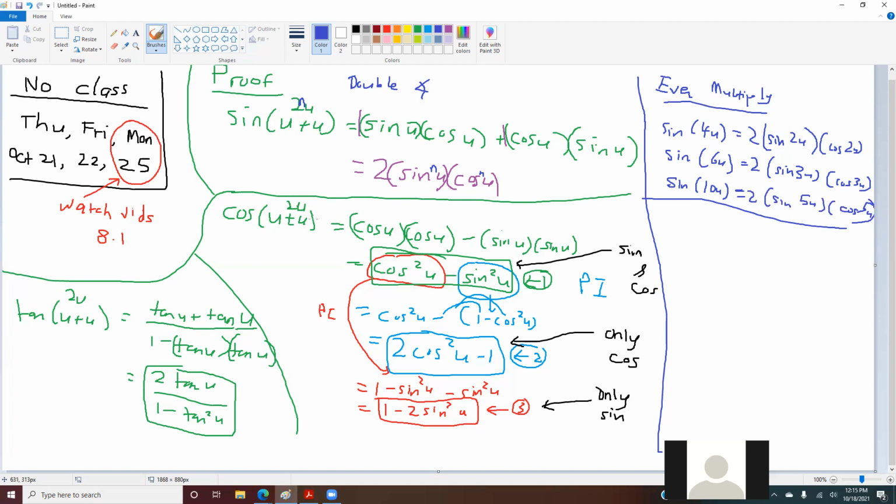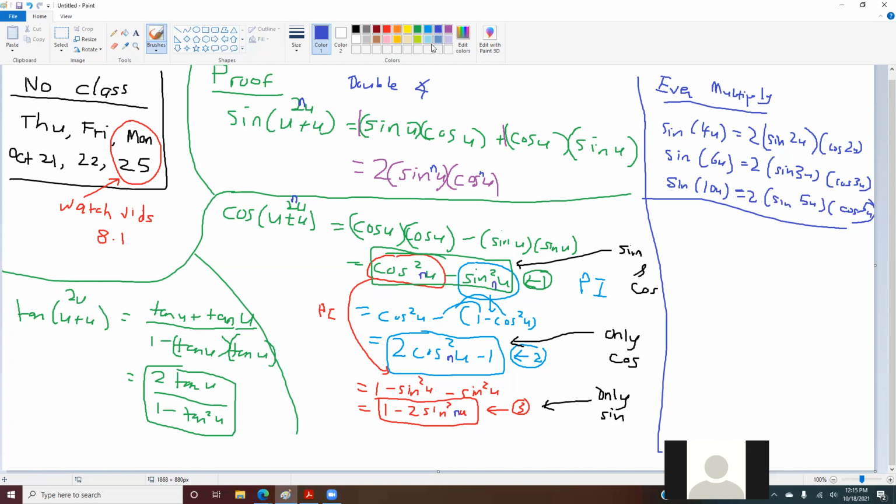So as you know that cosine 2u, you got 3 of this one, right? So if you put a cosine 2nu, then this is cosine square nu minus sine square nu, and 2 cosine square nu minus 1, and 1 minus 2 sine square nu. So you just change it to nu. So again, you got 3 of them.